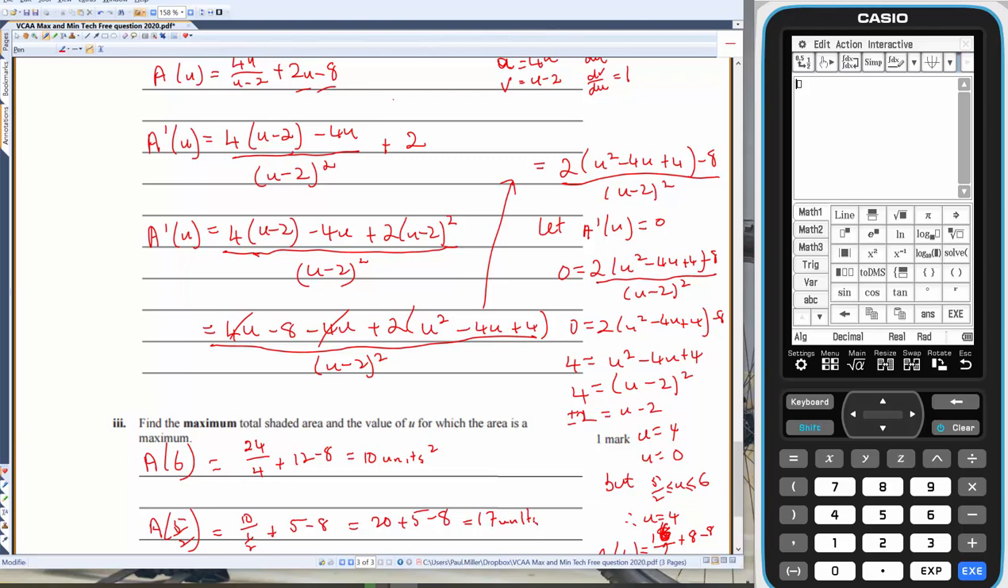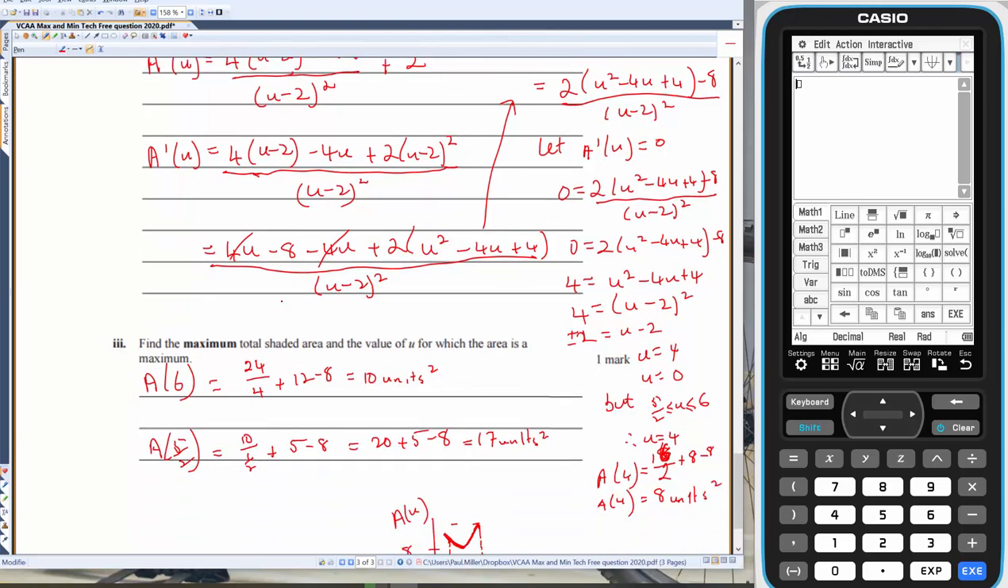units squared. So the maximum total shaded area is going to be given by u is equal to 5 on 2. So therefore, max when u equals 5 on 2 is 17 units squared. So there it is. Brutal.